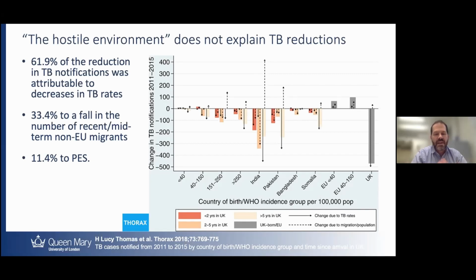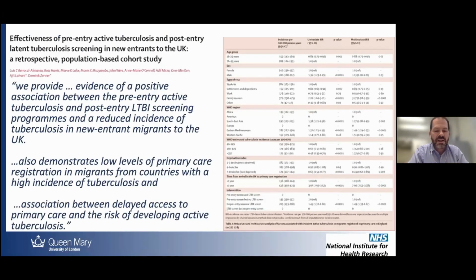So it's many of those factors that have led to quite a sustained and quite a large reduction of TB rates and cases. I also wanted to point out this study because we need to take it further. This study is unique, as it looks at the combined effect of pre-entry screening, post-entry latent TB screening, as well as things like GP registration and other markers for healthcare, basically.